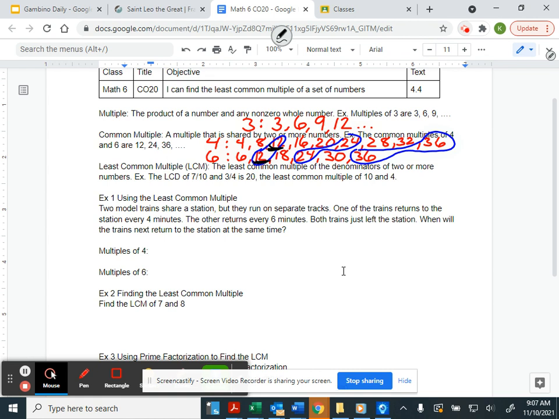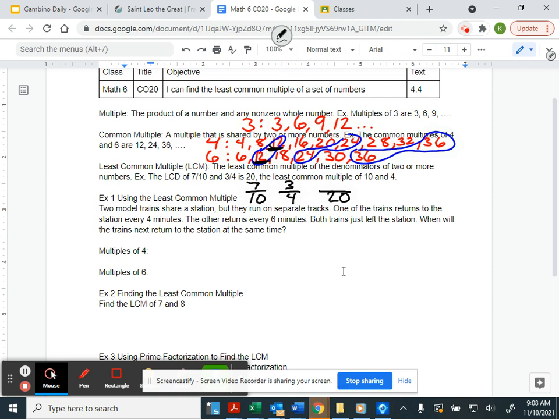So when we're looking at fractions, the least common multiple is also the least common denominator. So if we have 7/10 and 3/4, we want to find that least common multiple to put on the bottom. If we don't have the least common multiple, but we have a bigger multiple, it just means you're going to have to simplify more at the end. So we look at the 10 and the 4, and that least common multiple would be 20.